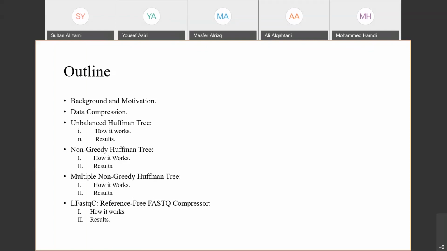Then I will be talking about another tool that is based on multiple non-greedy Huffman tree implementation. We will see how it works and how it performs against the single non-greedy Huffman tree. Finally, I'll be talking about the last tool, which is developed for a different file format, the ELFASTEQ file format. I will explain how the tool works, how it compares to the state-of-the-art tools, and the result of this comparison.